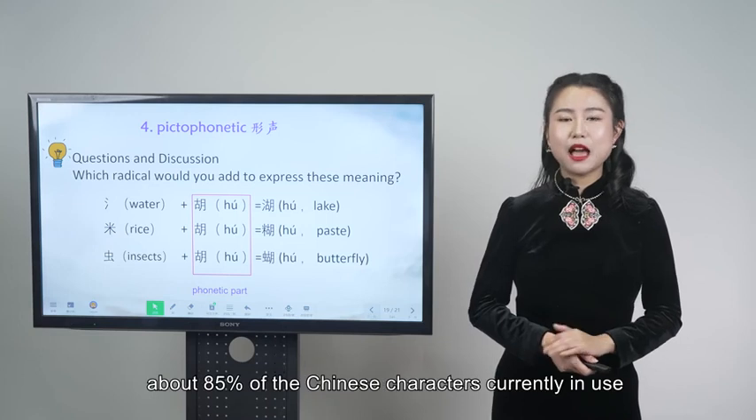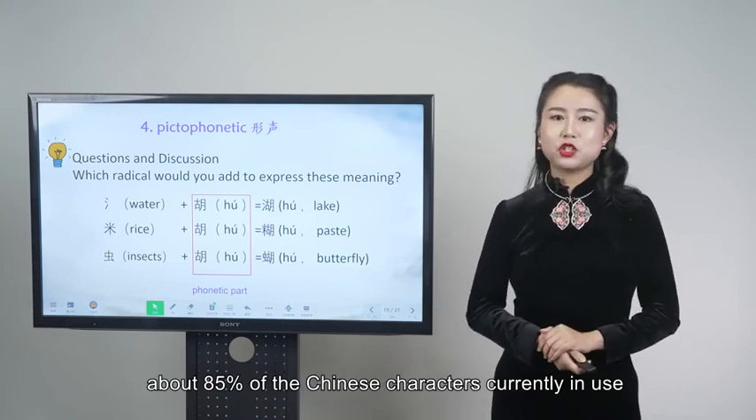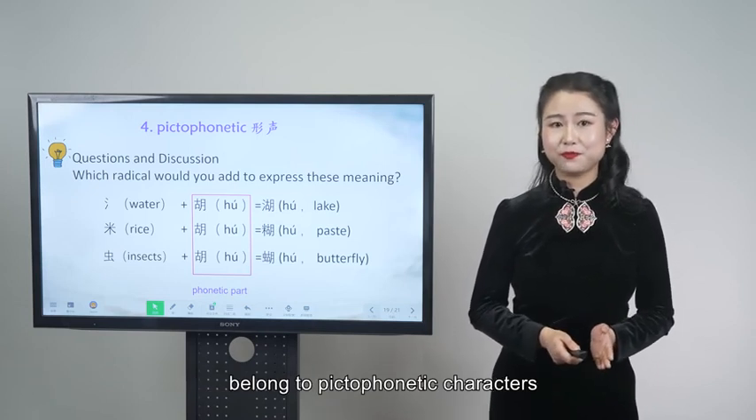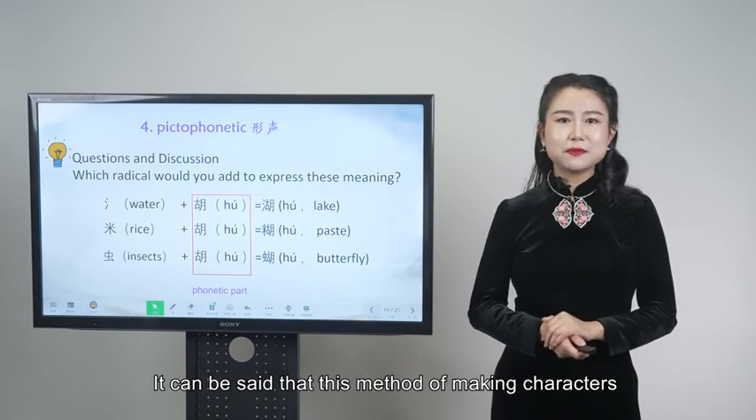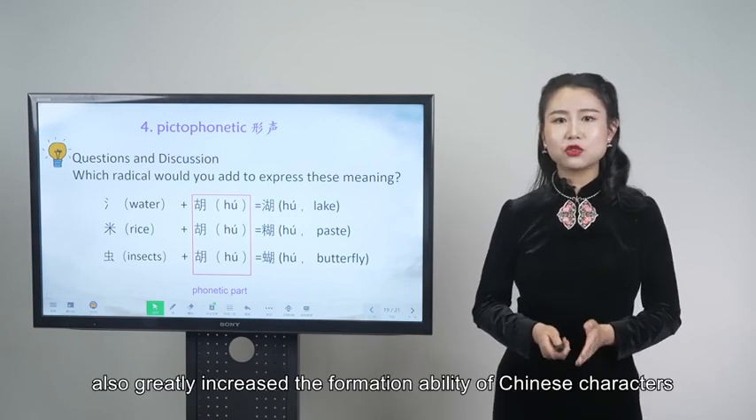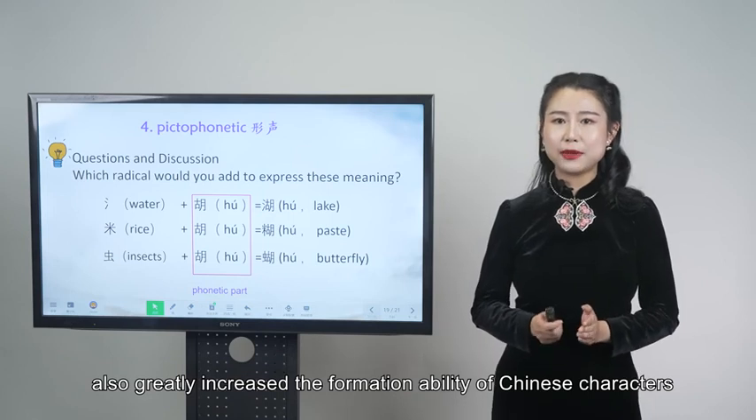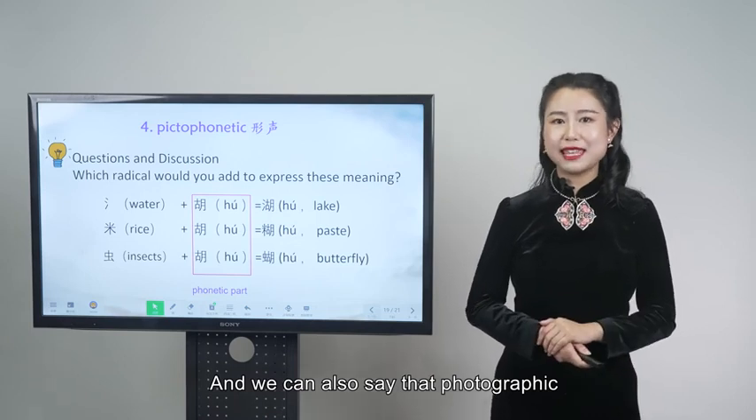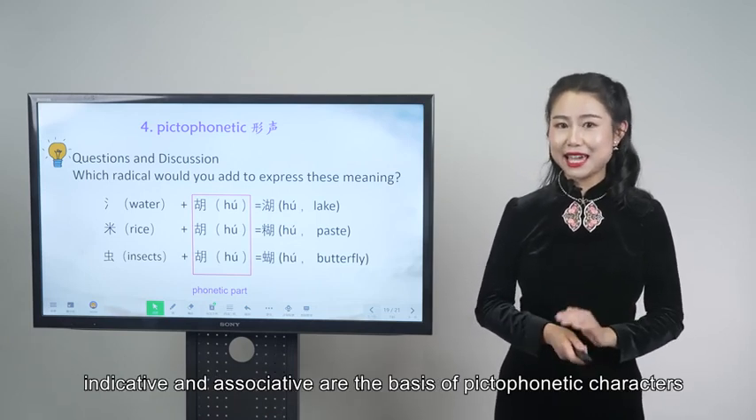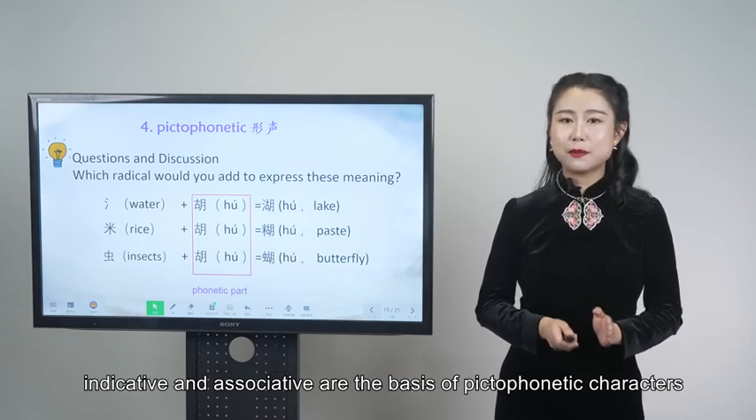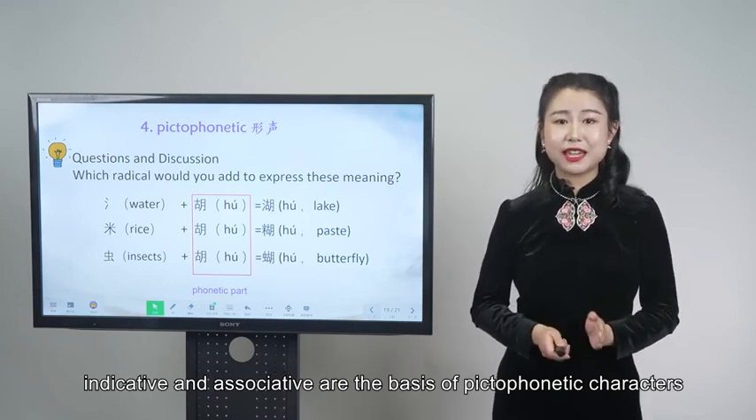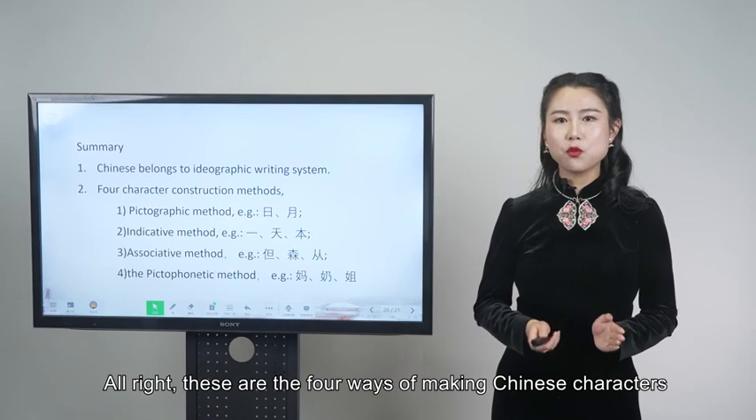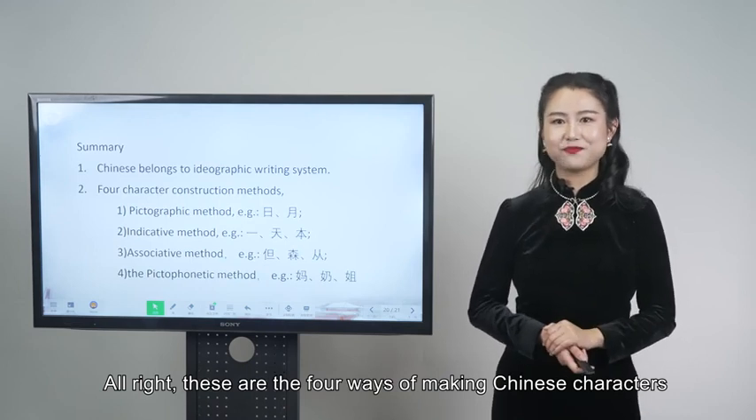According to statistics, about 55% of the Chinese characters currently in use belong to picto-phonetic characters. It can be said that this method of making characters also greatly increased the formation ability of Chinese characters. And we can also say that pictographic, indicative, and associative are the basis of picto-phonetic characters. Alright, these are our 4 ways of making Chinese characters.